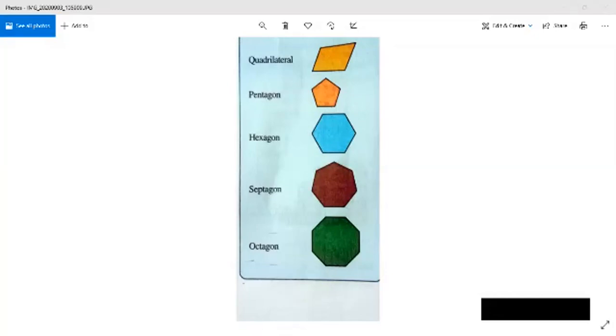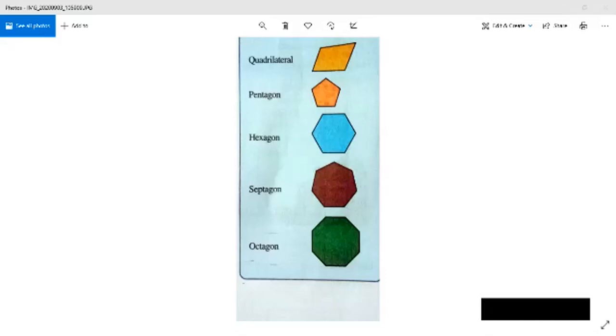Tell it once with me: quadrilateral. How many sides? Four sides. Next picture. Count it. How many sides are there? Five sides. What is the name of that figure? Pentagon. Draw these figures in your notebook also.